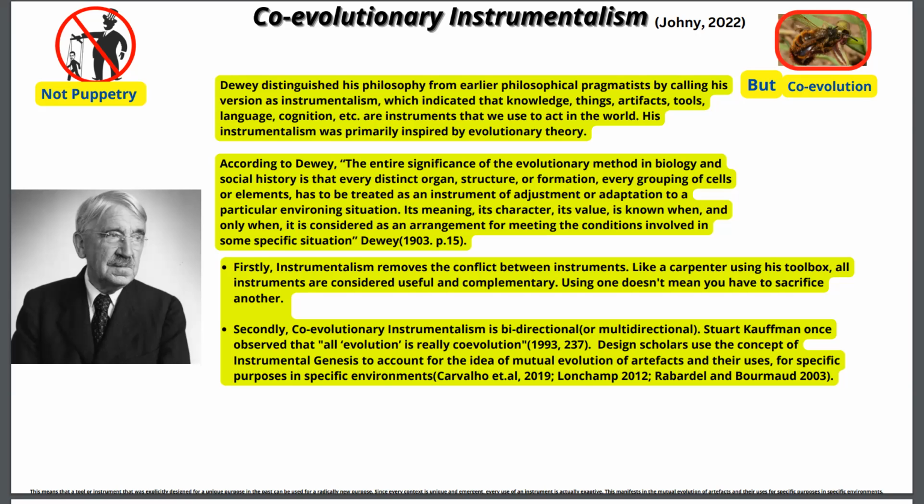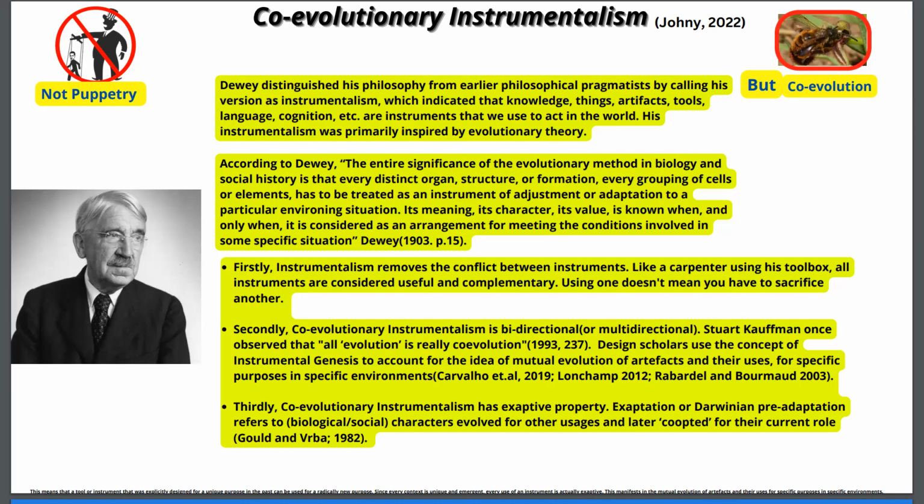It is also important to note that design scholars use the concept of instrumental genesis to account for this idea of mutual evolution of artifacts and their uses for specific purposes in specific environments. This means that a tool or instrument that was explicitly designed for a unique purpose in the past can be used for a radically new purpose.